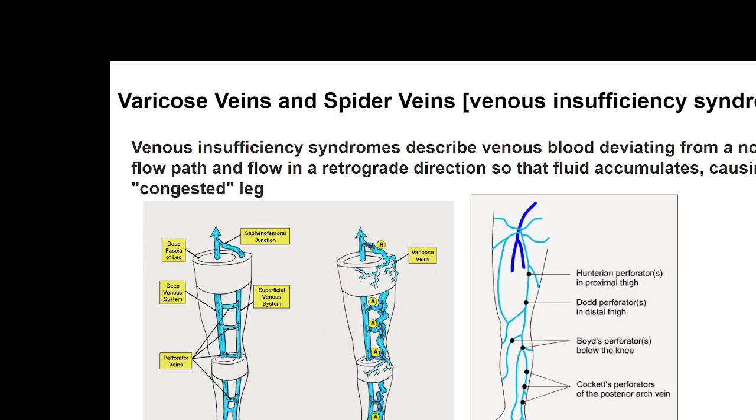The definition of this would be when the blood deviates from the normal flow path and flows in a retrograde direction in the veins. The normal direction of flow in the veins is towards the heart, and if it becomes retrograde, it flows to the other side, then it is called the venous insufficiency syndrome. Now, in the lower limb particularly, the incidence is more common, so we will be focusing more on the lower limb pathology.